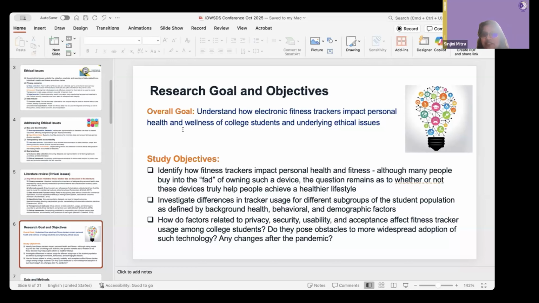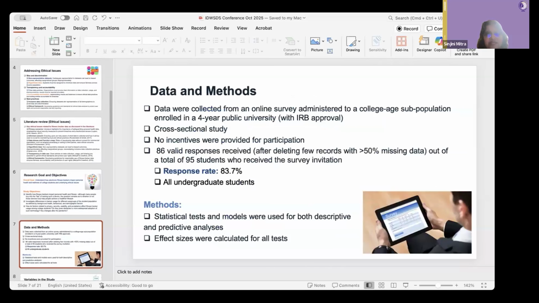And obviously the question remains as to whether or not these devices truly help people achieve a healthier lifestyle. We investigate differences in tracker usage for different subgroups of the student population as defined by background health, behavioral, and demographic factors, and how factors related to privacy, security, usability, and acceptance affect fitness tracker usage among college students. Do they pose obstacles to more widespread adoption, and any changes after the pandemic? So we look at a few different aspects.